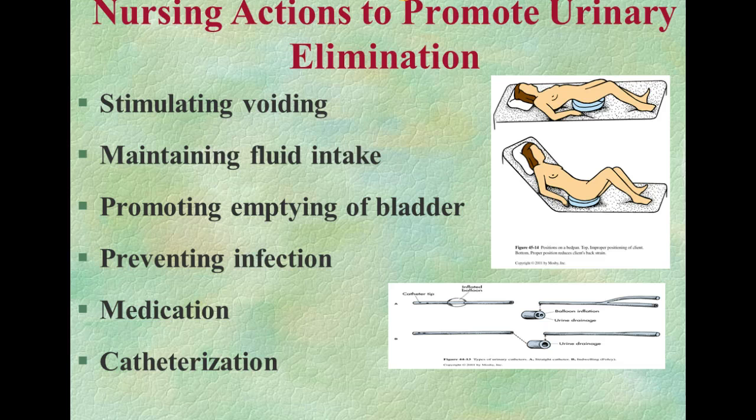Medication is needed. An example of this would be Flomax, treatment of difficulty urination for enlarged prostates. And catheterization can be a straight catheterization, an actual Foley, or suprapubic.